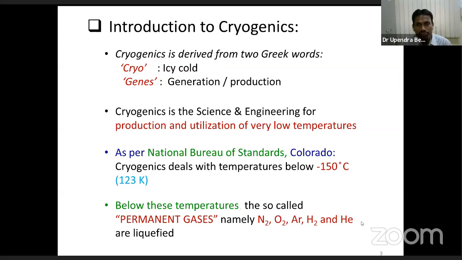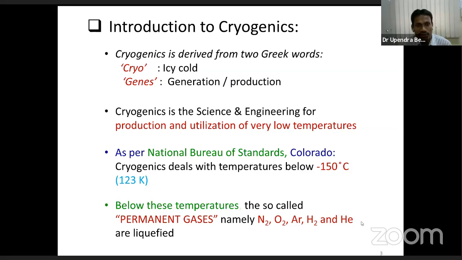But there is a dividing line to separate refrigeration from cryogenics. As per the National Bureau of Standards at Colorado in the USA, cryogenics deals with temperatures below minus 150 degrees centigrade. An interesting equivalent number is 123 Kelvin, which is very easy to remember: 123 K. If I go below this temperature, then cryogenics starts, and above that, with refrigeration systems, one can achieve lower temperatures. Nevertheless, it is very difficult to go below minus 150 degrees centigrade by refrigeration systems, and if you can, it will be a very complicated process like cascade refrigeration. So many interesting things happen once you go below minus 150 degrees centigrade.